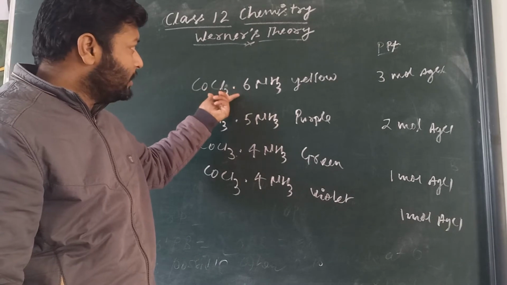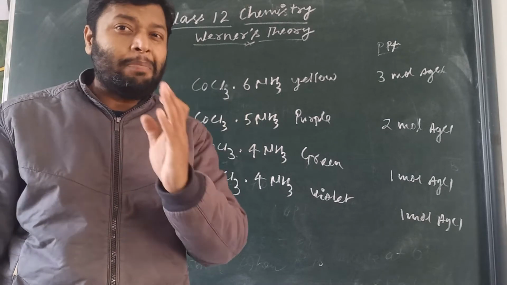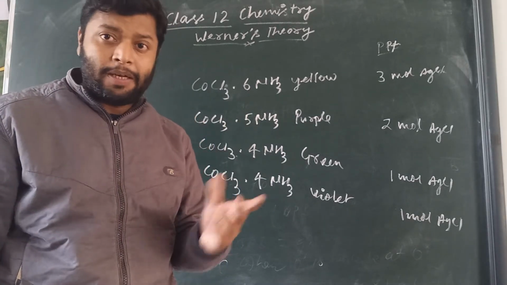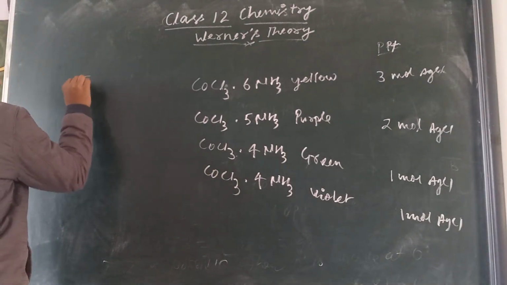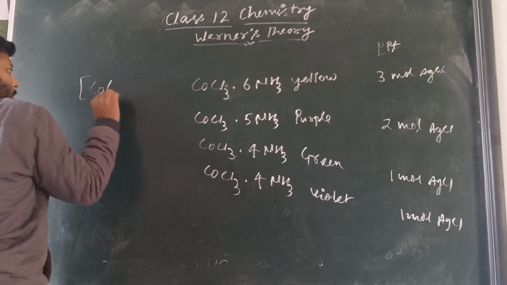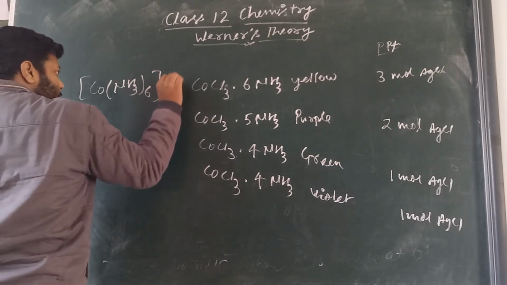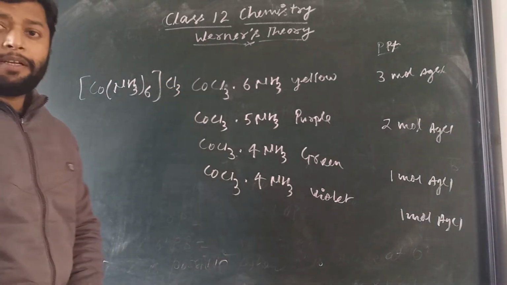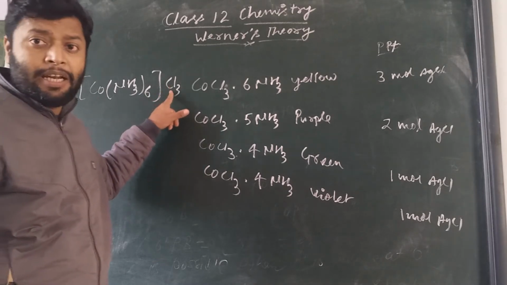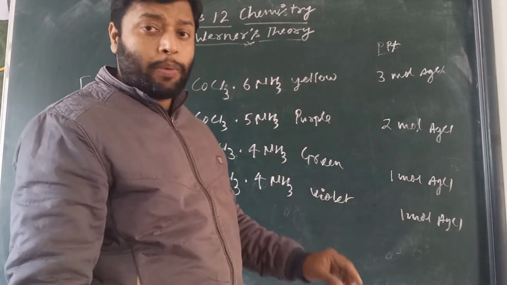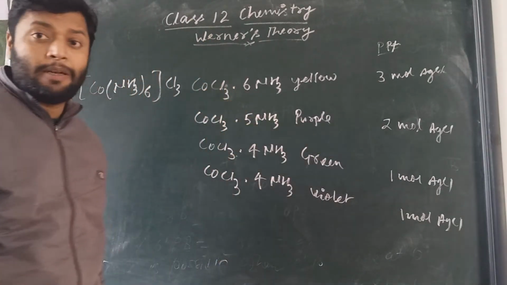So out of these 3 Cl and 6 ammonia, the 3 Cl must act like a primary valency, must be ionizable. So the formula we can write like this. This formula indicates the 3 Cl are ionizable, and that's why we get 3 moles of AgCl precipitate by passing silver nitrate solution.